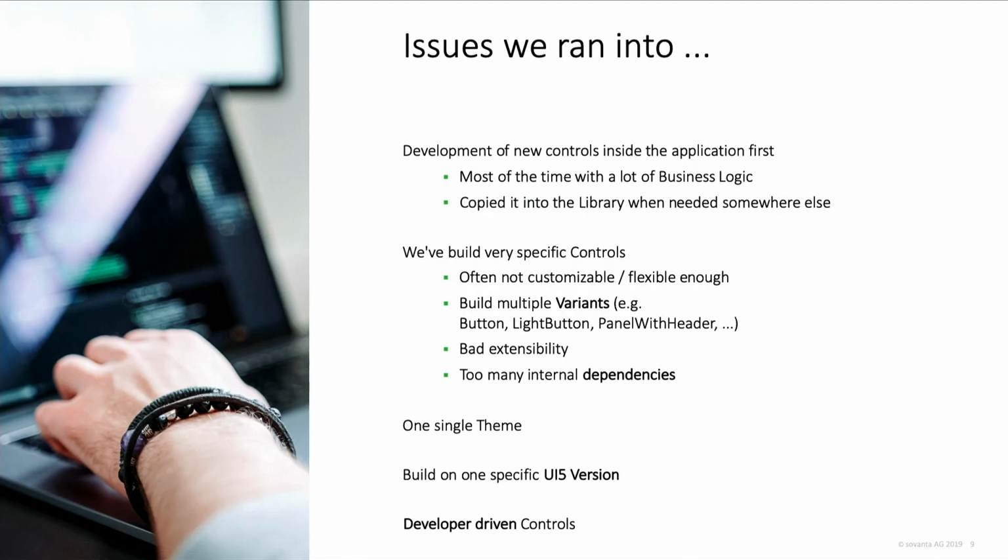So we had two controls that basically did the same. They just looked different. And in our library, we now also had a button and a light button. So we couldn't just merge them. All these dependencies between the applications and the library projects were a real problem for us. We couldn't really expand on this library project.